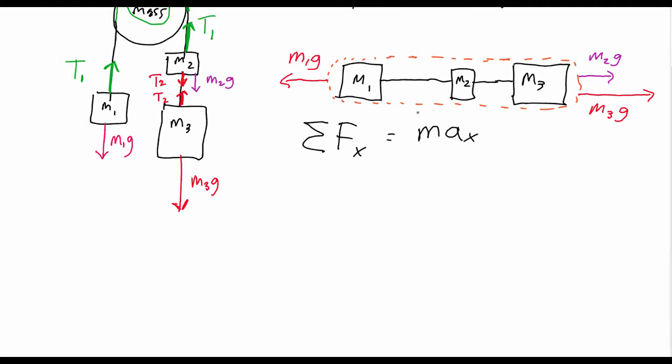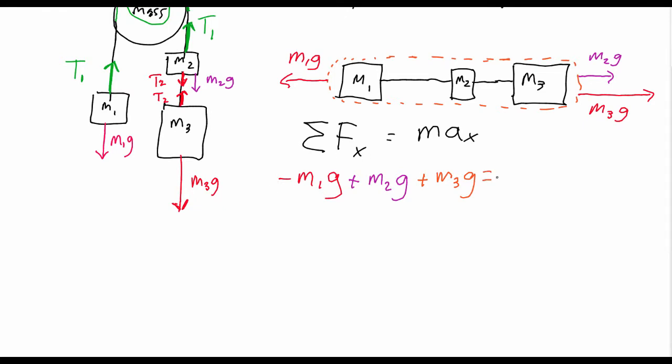I'm going to make to the left negative. We've got negative m1g. I'm going to try to keep them color-coded. Negative m1g, because it's to the left. I've got positive m2g, and I've also got positive m3g. Those are both pointing to the right. So notice that I was more specific. This is replacing this side.